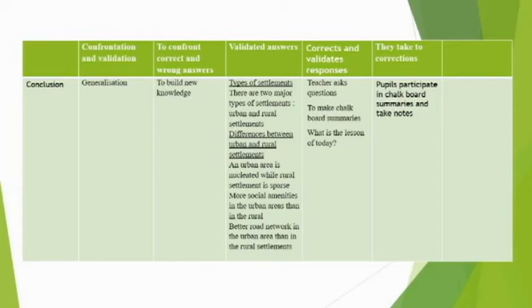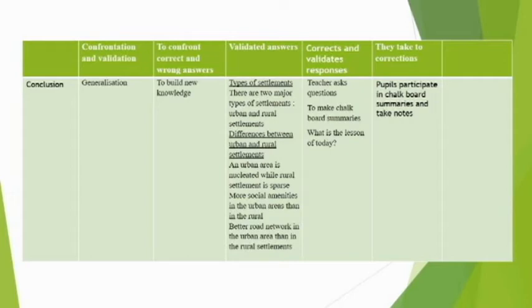Okay. Now we go to the conclusion stage. At the level of conclusion, remember we have generalization and evaluation. Let's take generalization first. With this lesson, you will realize the IPO here is to build new knowledge. At the level of generalization, we have already interacted. We are now trying to build new knowledge with the learners. That's some kind of a summary.